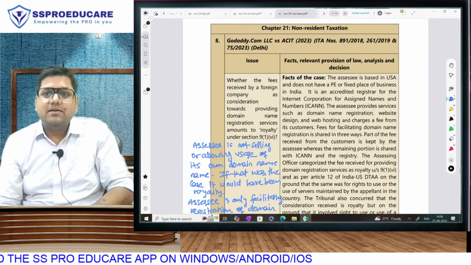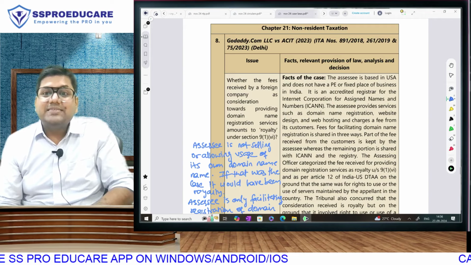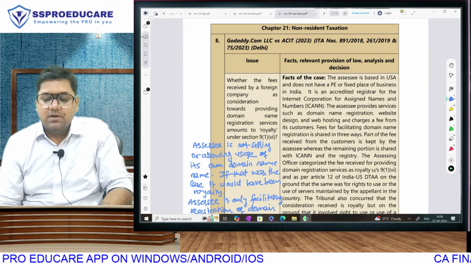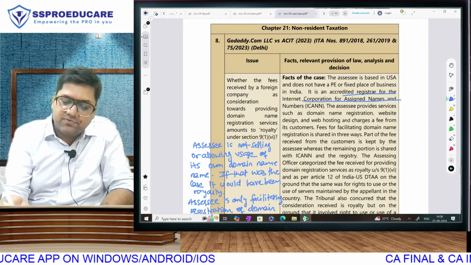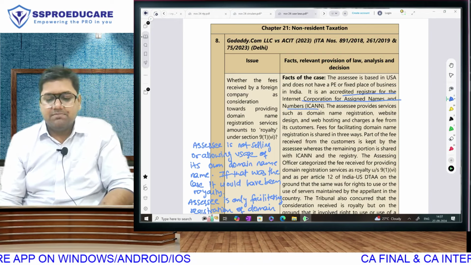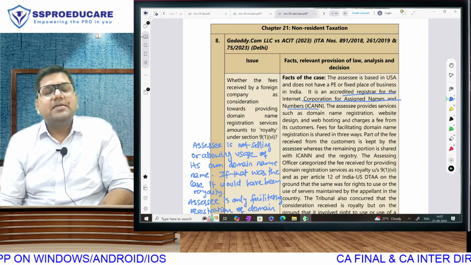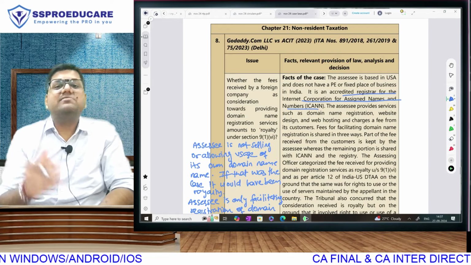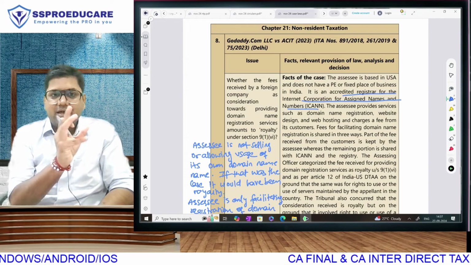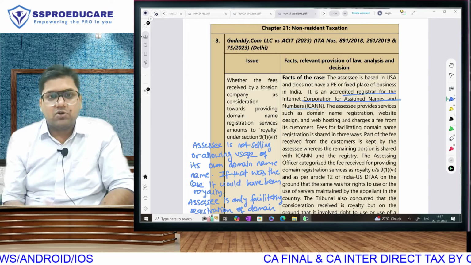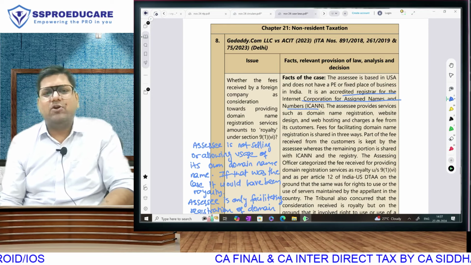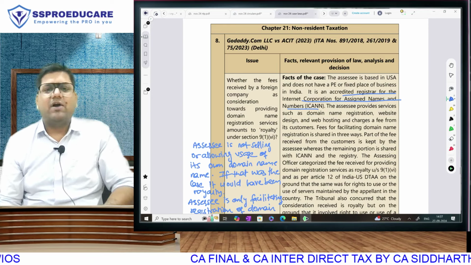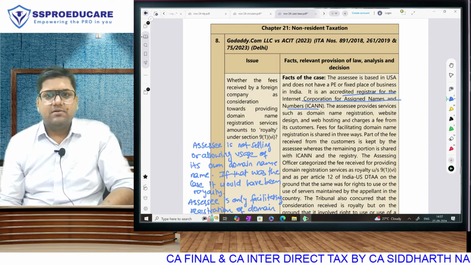GoDaddy basically sells these domain names. It is an accredited registrar for the Internet Corporation for Assigned Names and Numbers. Basically, it is an international agency which gives domain names. A domain name is your http www.website.com or .in or .org or ICAI.nic.in, on the basis of how you have made your website.